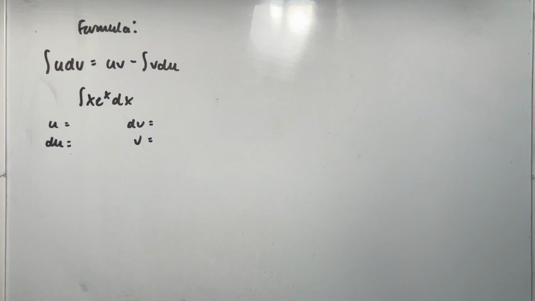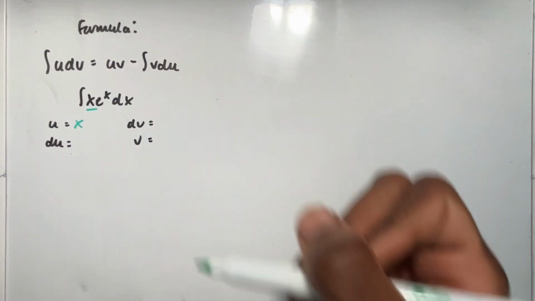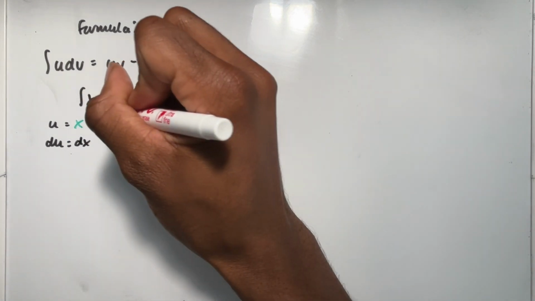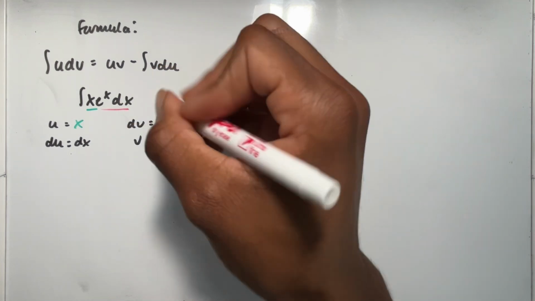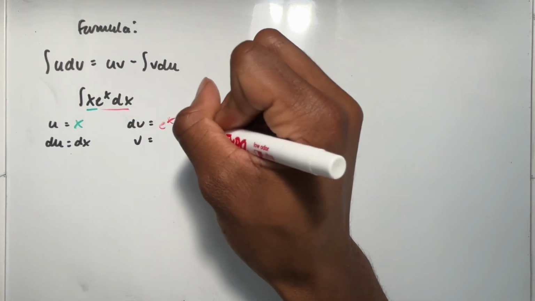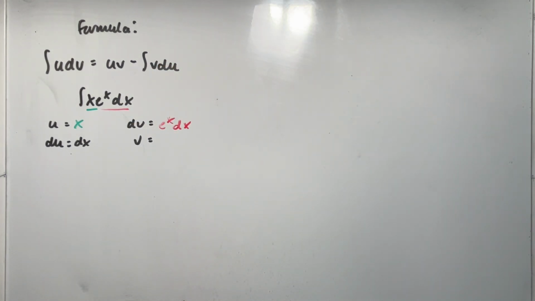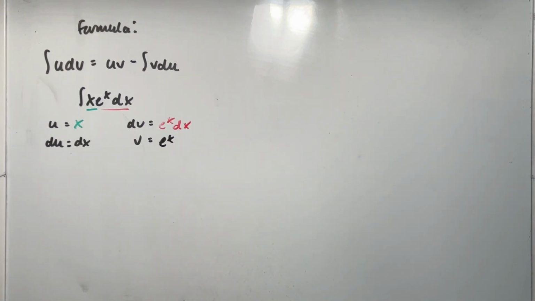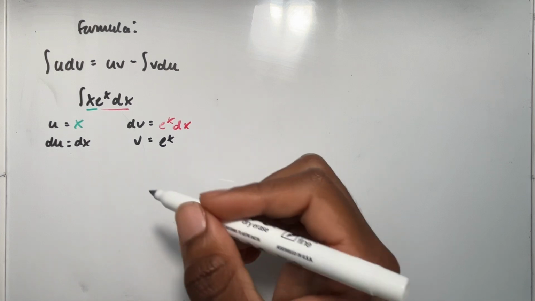And just a side note, whenever you determine u, dv has to be the rest of the stuff in the integral. So in this case, I'm going to use x for my u, and my du is just going to be dx. And then again, dv is the rest of the stuff in the integral, including the dx. So that's going to be e to the x dx. And then v is the integral of this, which should just be e to the x. So now that I have all my terms, I'm going to put it all in the formula.